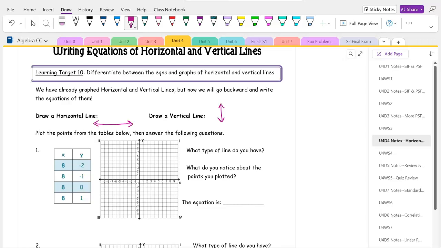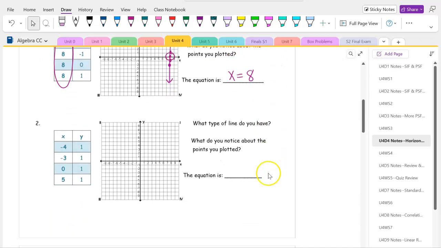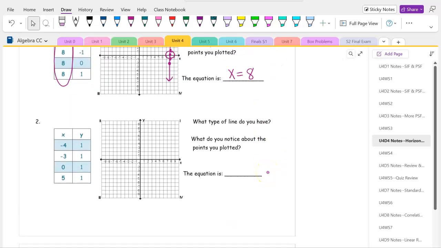So if we go ahead and plot the points here, we have (8, -2), (8, -1), (8, 0), and (8, 1). And we can see that we have a vertical line. Now, what you should notice about these is that all of the x's are 8, and that is why our equation is just x equals 8. So you should notice that we're hitting 8 on the x-axis, and that is another reason why the equation is x equals 8.